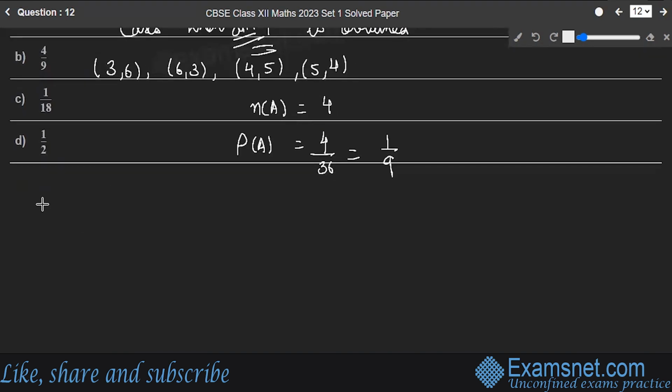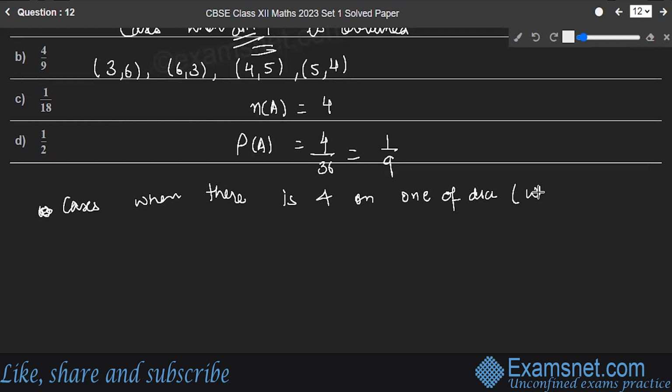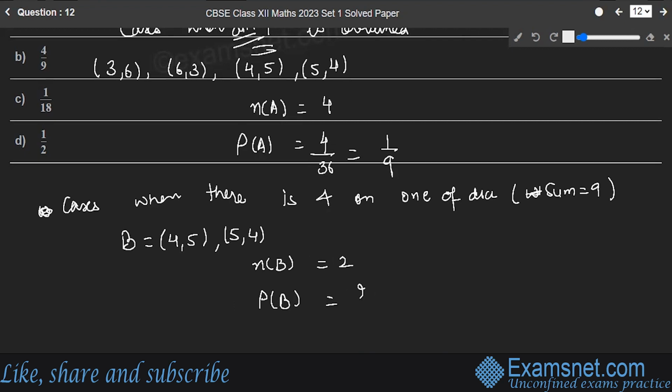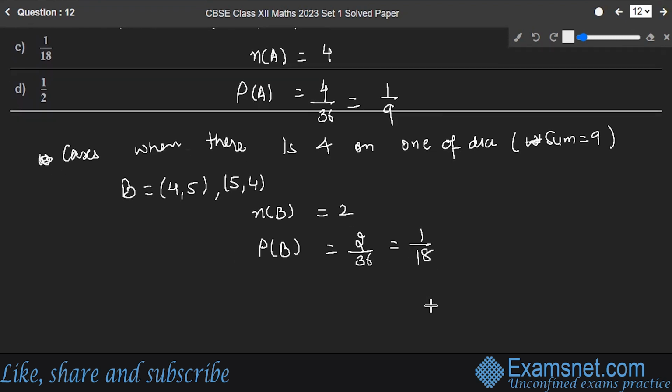Now, the cases when there is 4 on one of the dice, when the sum is 9, let's say this is B. So these are two cases, 4, 5 and 5, 4. So n(B) is equal to 2. The probability of B to happen is 2 upon 36, that is 1 upon 18.